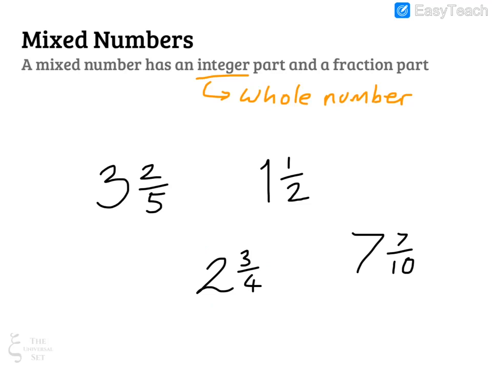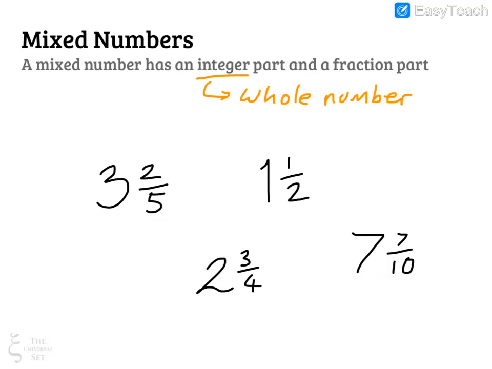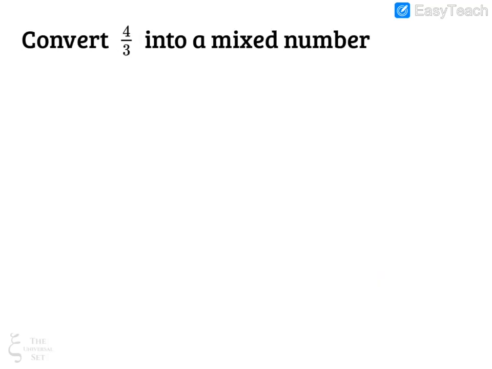And what we're going to be able to do is change between them, because these two things represent the same type of thing. And I'll show you how just now. So this one here, we've got 4/3, and it's asking us to convert it into a mixed number. So what's this thing first of all? Well, the numerator is bigger than the denominator, so this must be an improper fraction. So we've got an improper fraction, and we want to change it into a mixed number.